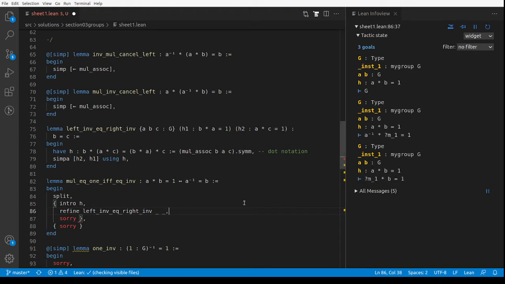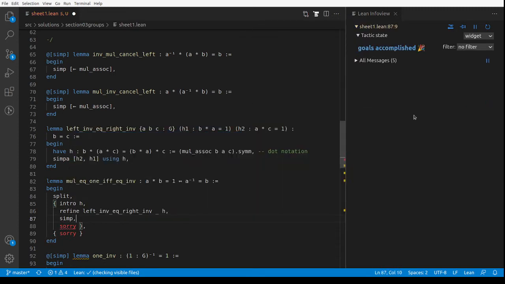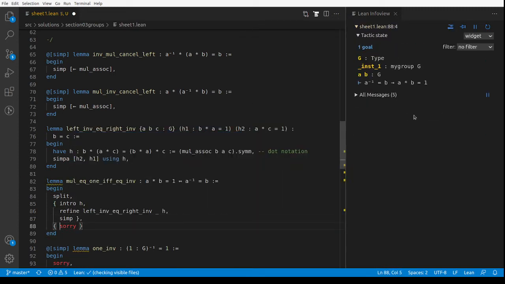That's going to be hypothesis H. So if we put hypothesis H there we go. Then what's left is proving that A inverse times A is 1. And the simplifier will be able to do that because that's one of our axioms. So that's one way.